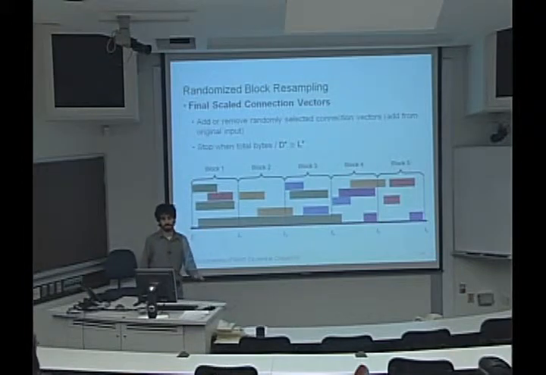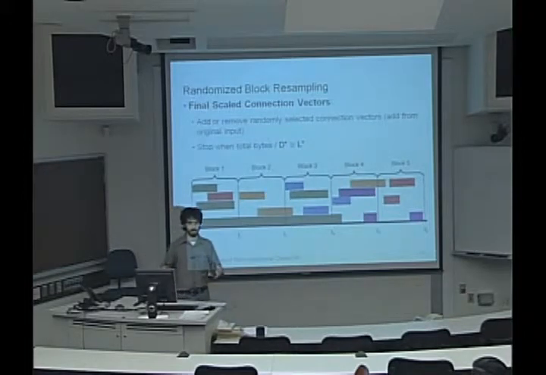Finally, to actually achieve what your desired L prime will be, you're going to add, again, uniformly at random, individual connections to this resultant trace until you have approximately your offered load.